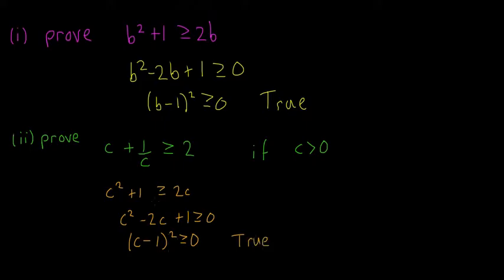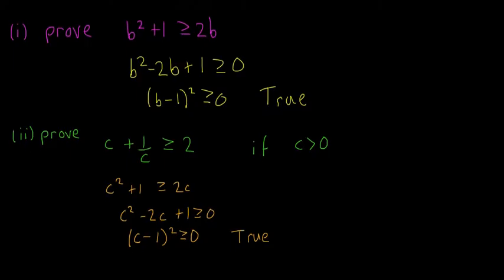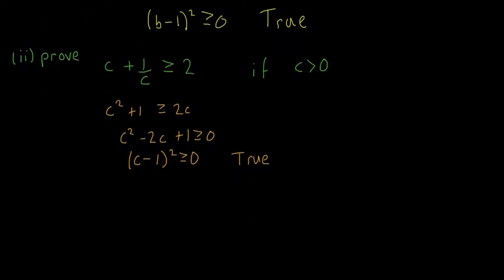So you have to be able to spot those perfect squares like that: b squared minus 2b plus 1, c squared minus 2c plus 1, etc. And the reason there's a plus there again is just that minus 1 times minus 1 will be plus 1. We'll go ahead and try the next problem.